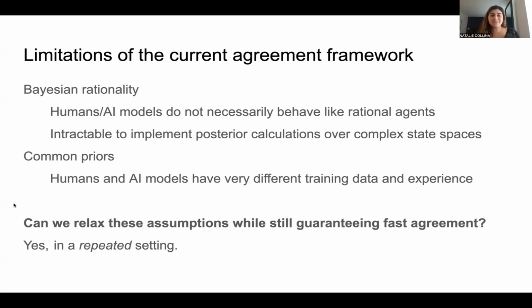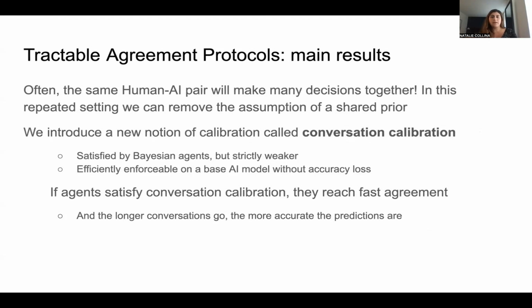Okay, so anyway, the question is can we relax them? The answer is yes, we can relax them in a repeated setting. Okay, main results: I gave this motivating example, but often the same human AI pair will make many decisions together. So lots of patients would come in. So in this setting, we can remove the assumption of a shared prior.